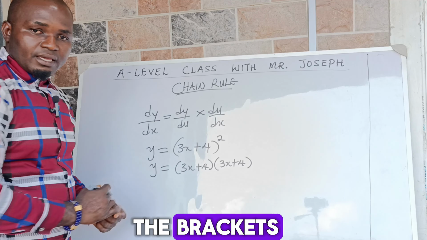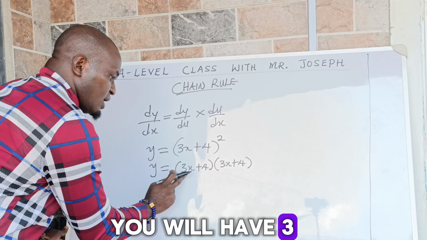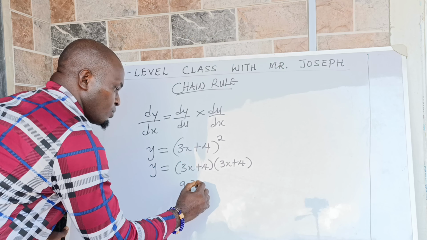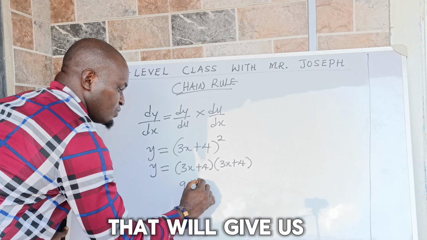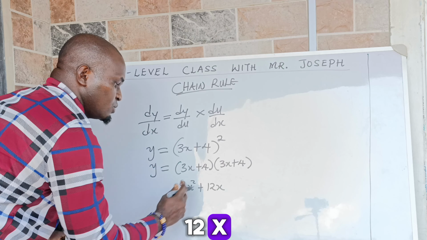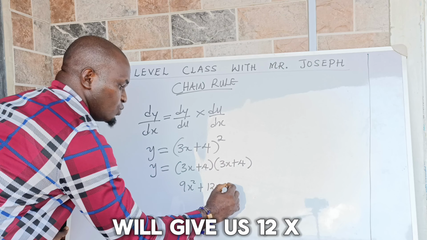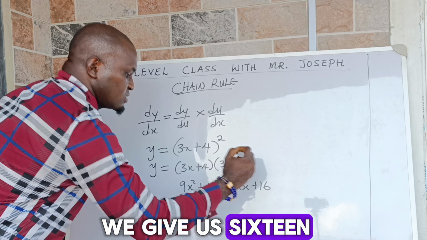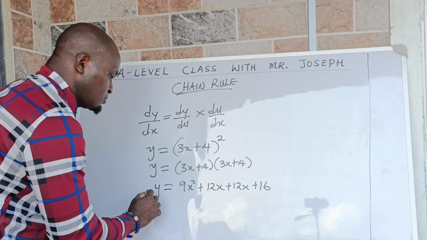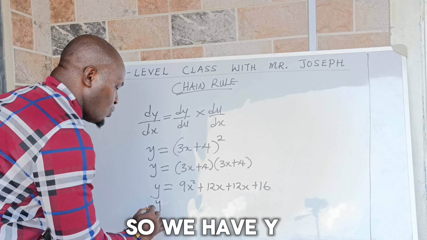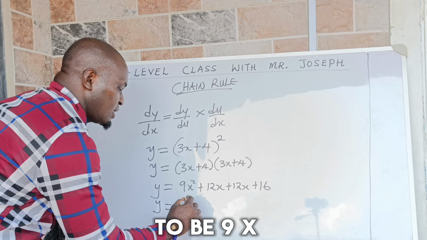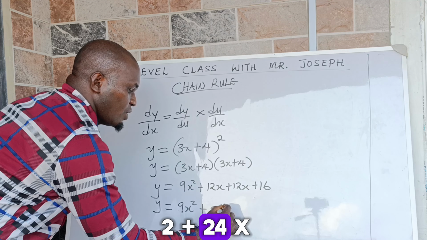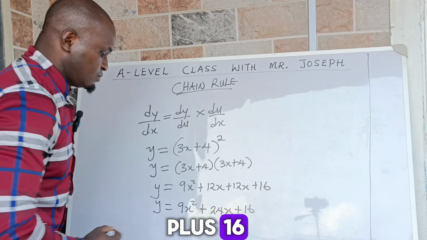So if you open the bracket, you will have 3x multiplying 3x to be 9x squared. 3x multiplying 4 will give us 12x. 4 multiplying 3x will give us 12x. And 4 multiplying 4 will give us 16. So we have y equals 9x to the power of 2 plus 24x plus 16.